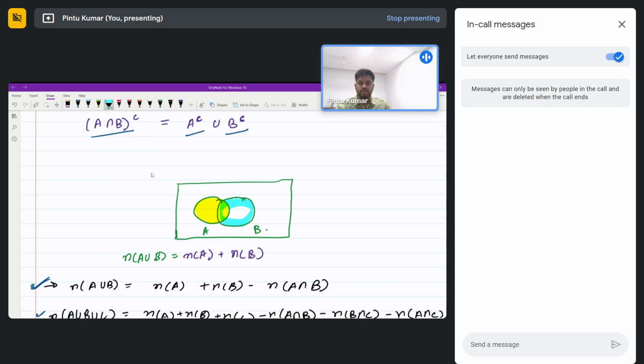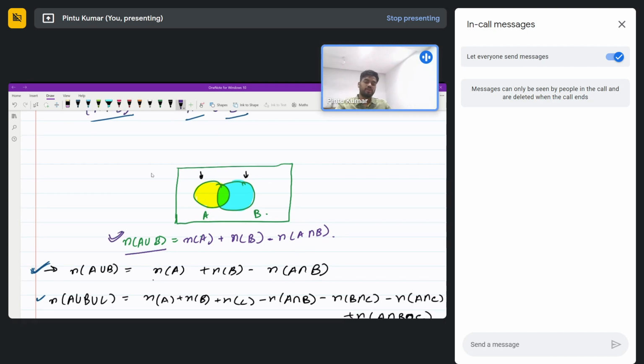So if you look at this Venn diagram, you can see that this portion of A intersection B is getting repeated twice when you are adding the number of elements in A and the number of elements in B. So the next step would be to subtract the number of elements in A intersection B. So this is a pretty simple formula for the number of elements in A union B, that is, the number of elements in A plus the number of elements in B minus the number of elements in A intersection B. Why a minus sign? Because this portion is getting repeated twice.